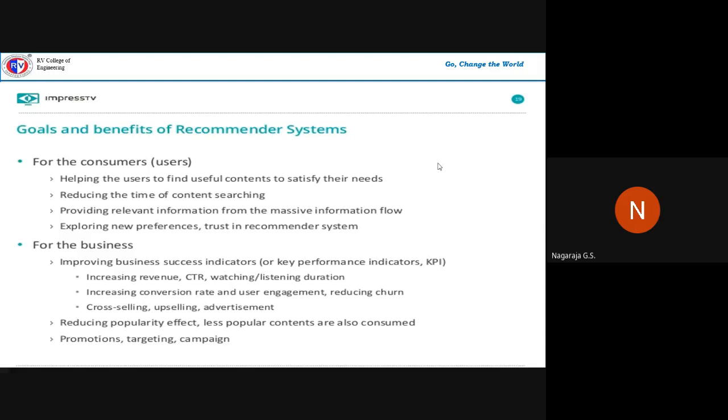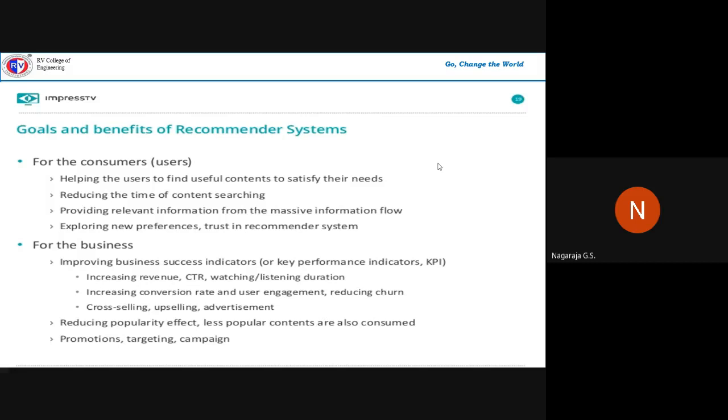It provides relevant information from the massive information flow. If the data is so simple, maybe 5 to 10 lines of text, then there won't be any issues. But when you have a huge amount of data and you want to understand that massive information flow relating to various applications, then it is always advisable to go ahead with a recommendation system.